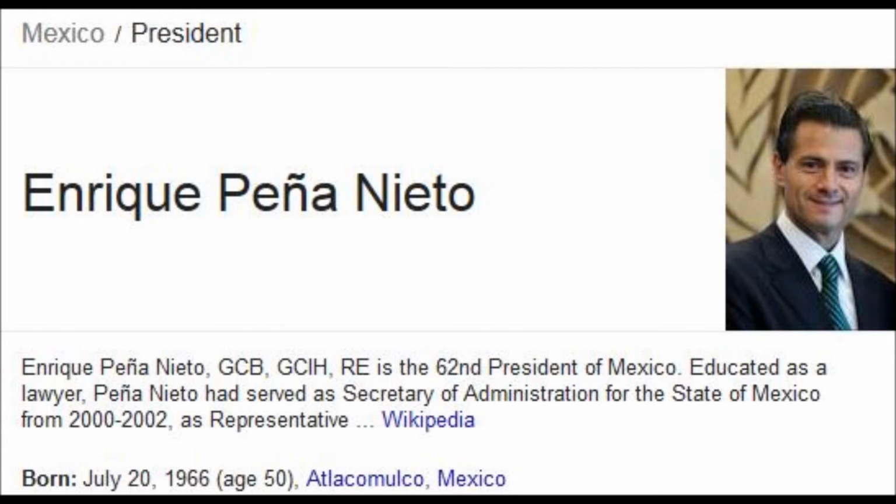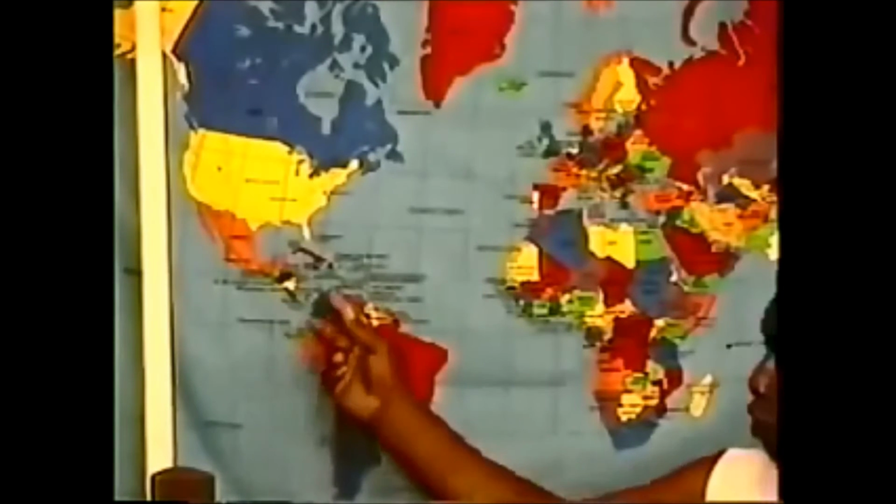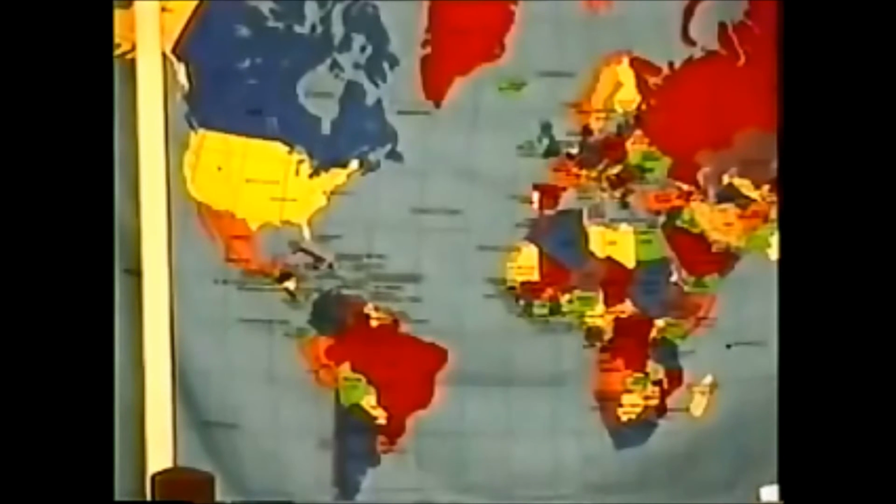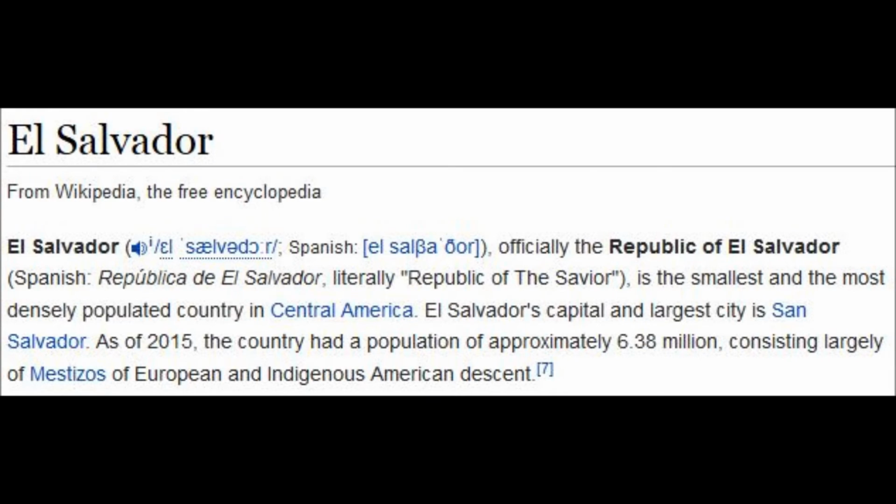And finally, the name of Mexico is the United Mexican States, or the Estados Unidos Mexicanos. It does not have America in the name, so there is no reason why he would refer to himself as the American president. You know, El Salvador is the United States of America. Did you know that? No, El Salvador is not the United States.